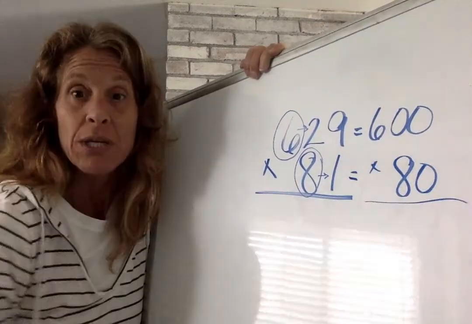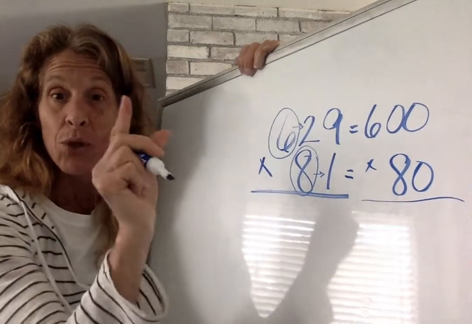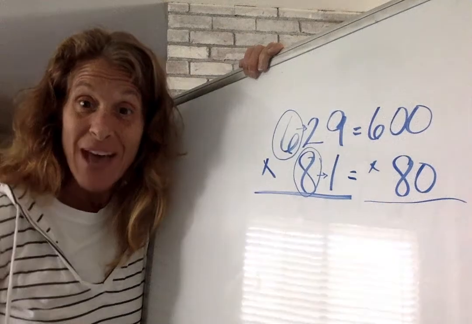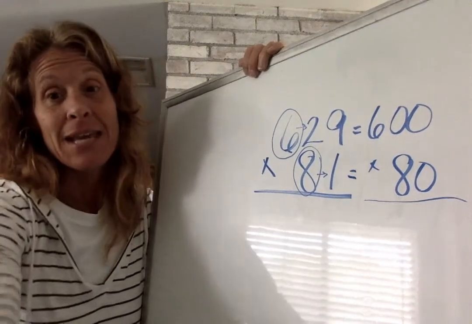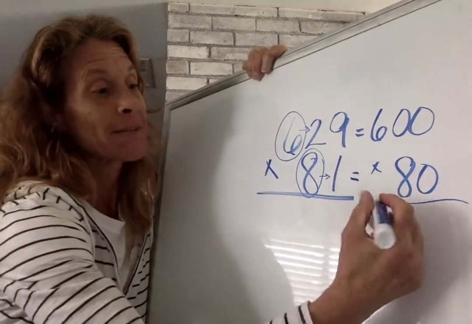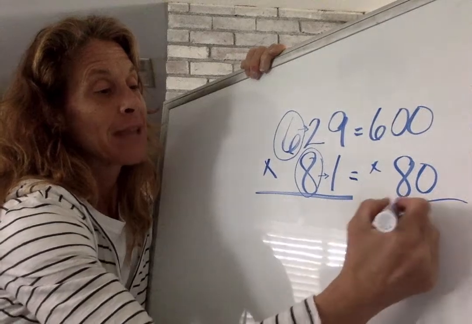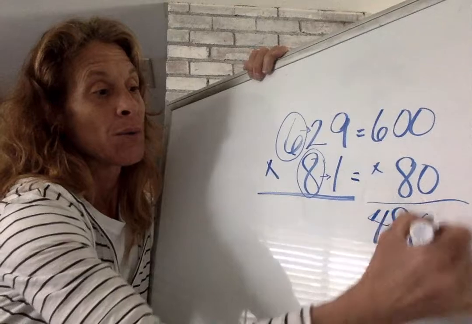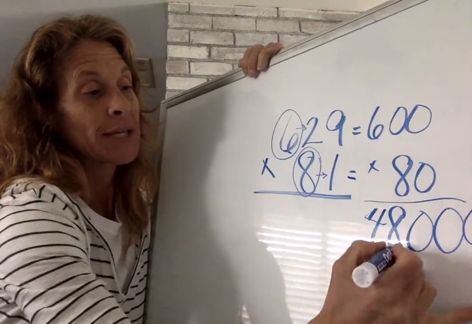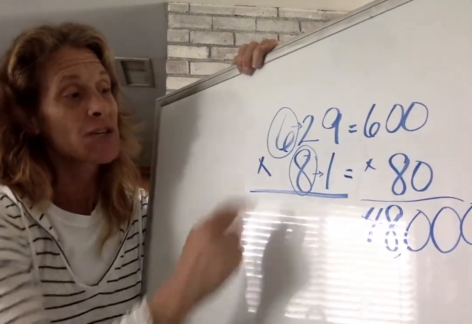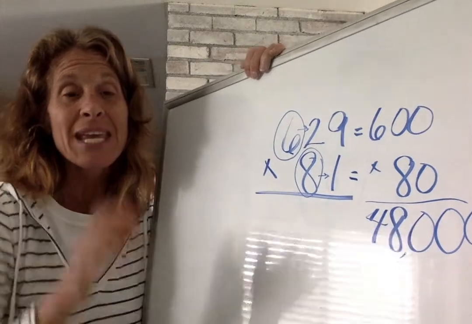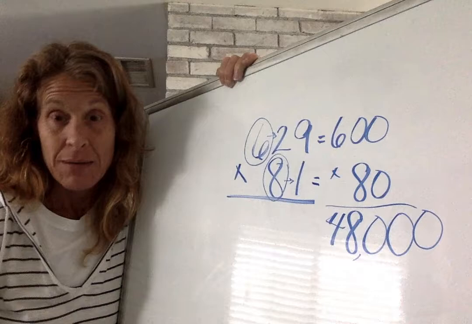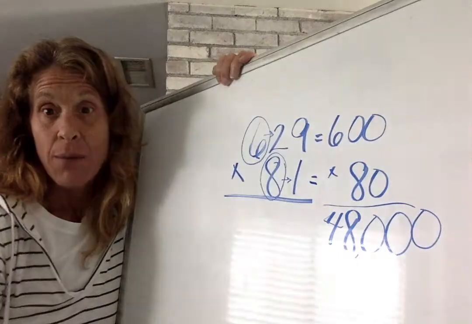Now, what do we know about zeros? We can multiply the two numbers and add the zeros after. So what's 6 times 8? 48. How many zeros do we have? 1, 2, 3. So we could say 629 times 81 is about 48,000 because we did our rounding.